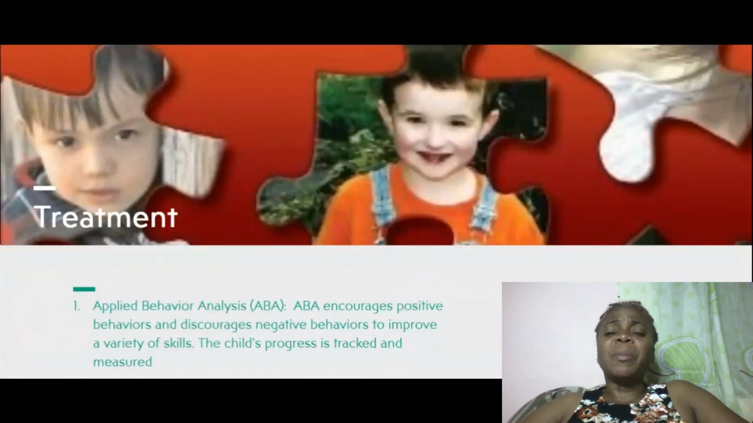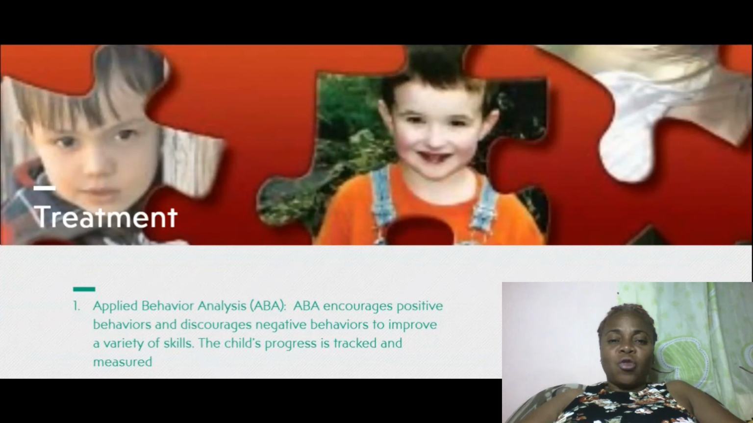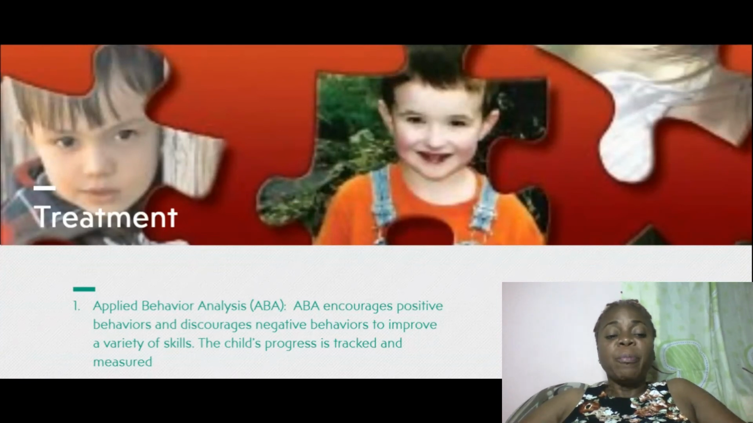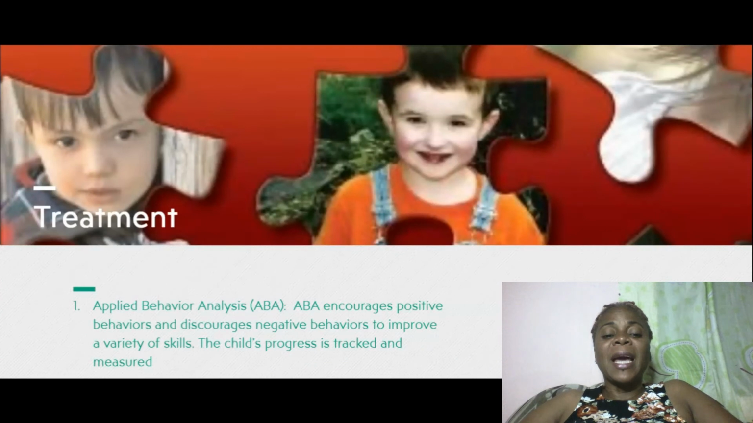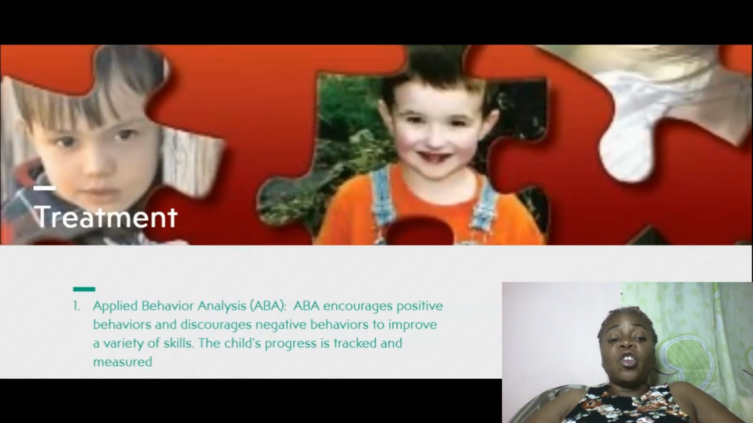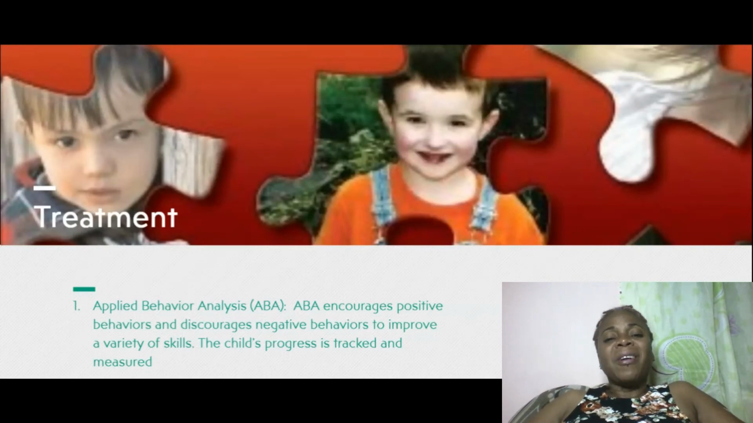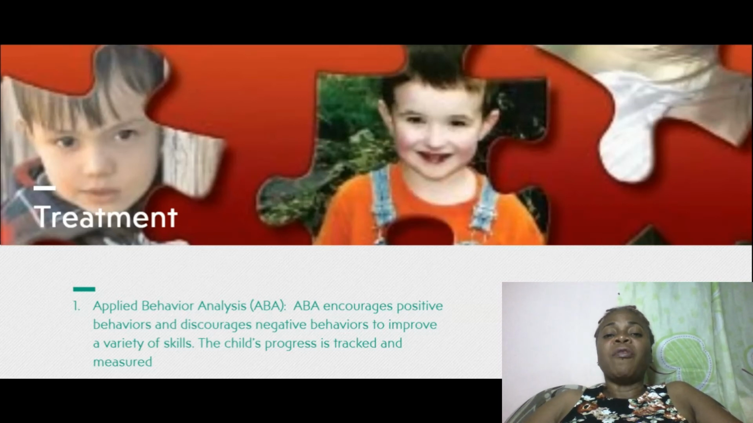Now, treatment. What are some of the treatments for children diagnosed with autism spectrum disorder? First, I want to talk a little bit about applied behavior analysis, or ABA. What ABA does, it encourages positive behaviors and discourages negative behaviors, and improves a variety of skills through the use of positive reinforcement and other ABA techniques such as discrete trial training, verbal behavior training, chaining and shaping procedures to develop different and varying skills for the child.